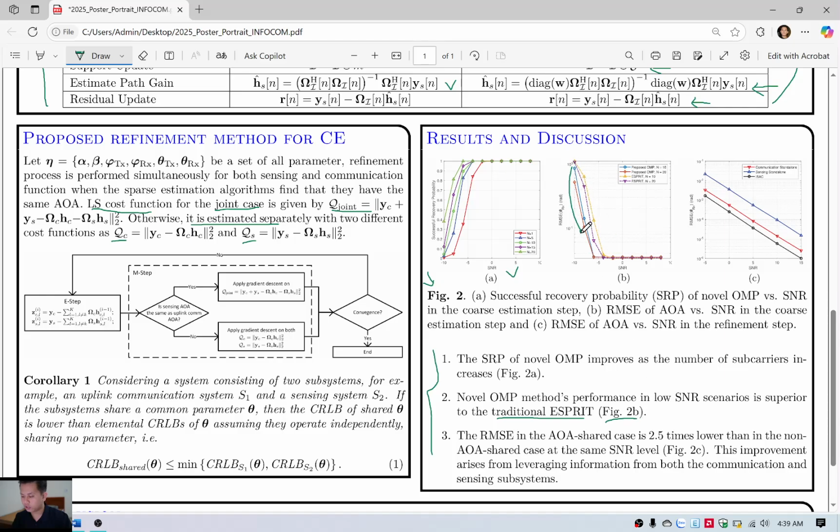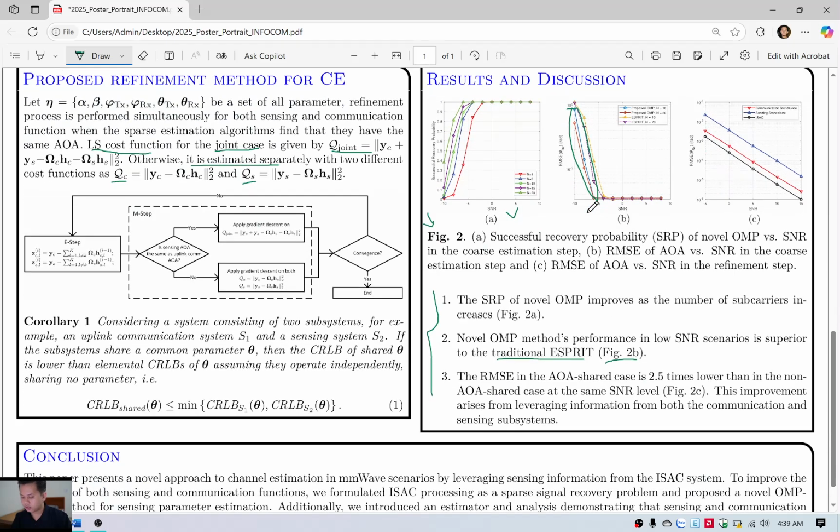You can see that here, the RMSE with the AOA CRLB is 2.5 times better than the non-AOA CRLB at the same SNR level. And this improvement arises from leveraging information from both communication and sensing subsystems. And this conclusion is also true in theory.